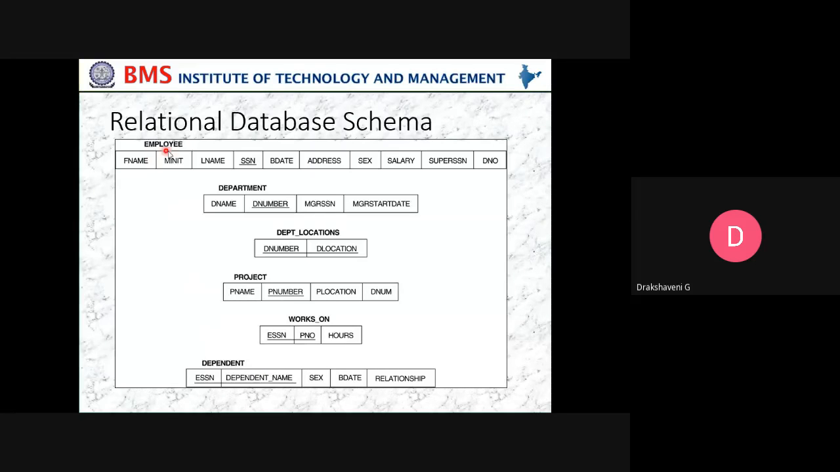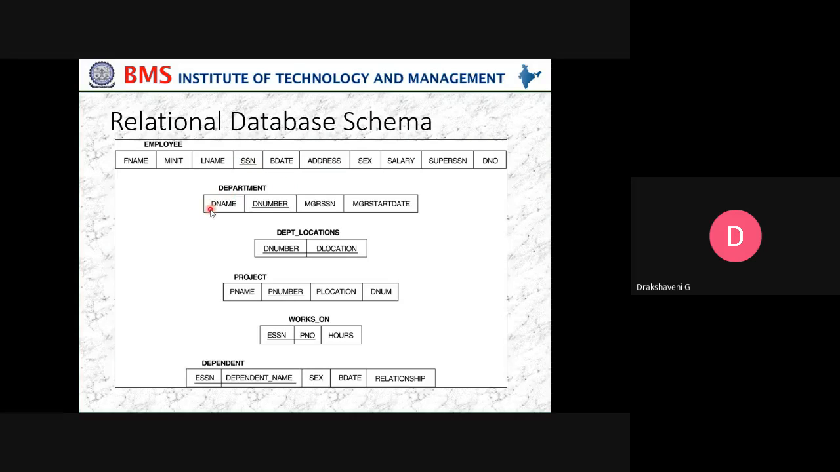In the employee table, what are the columns we have? We have first name, middle name, last name, social security number, birth date, address, whether male or female, the salary, and then who is the head, whether the employee is a head or just an employee. That's the super SSN. Then department number, for which department he is working. Again, here we are taking SSN as the primary key.